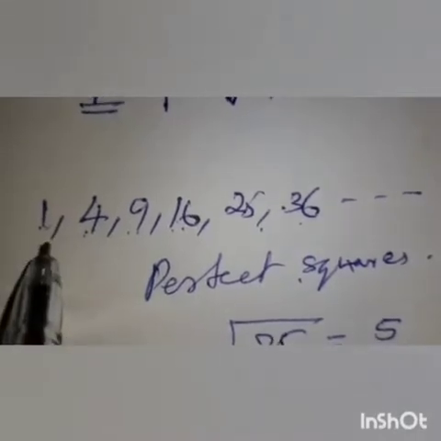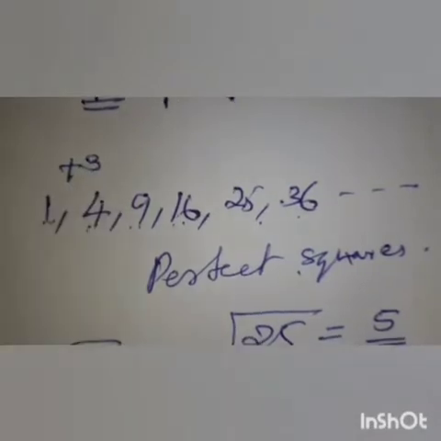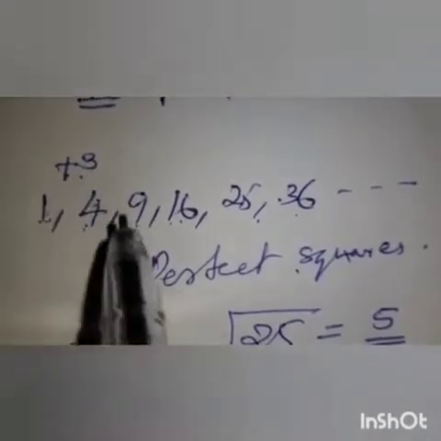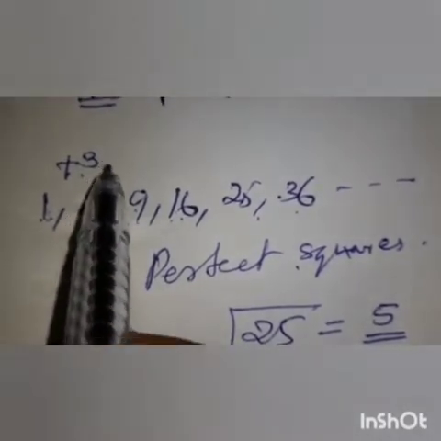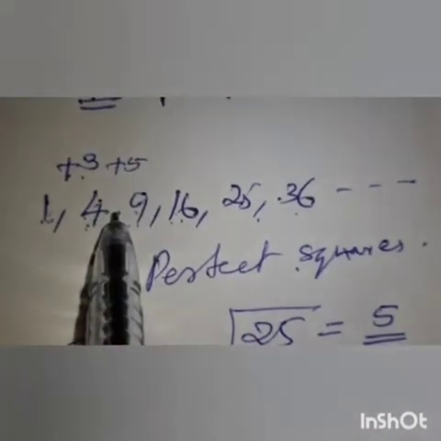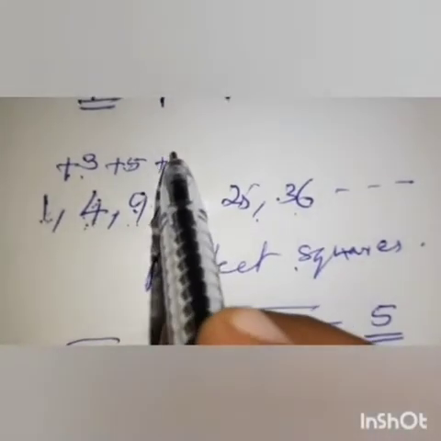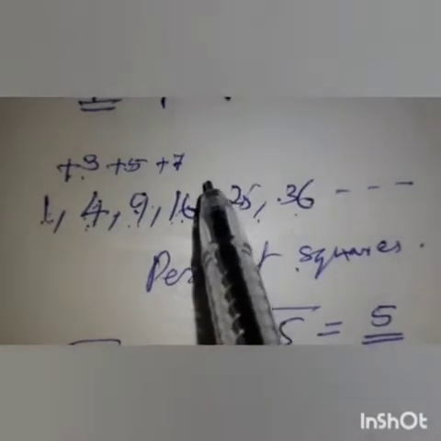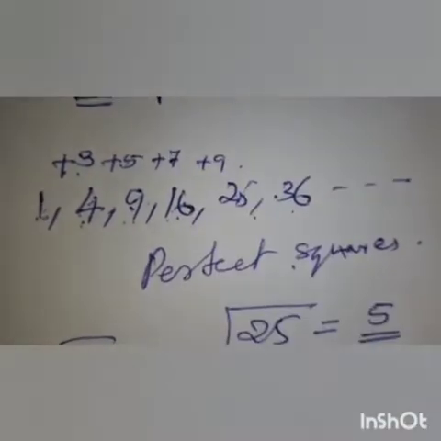To reach 4 from 1, how much is added? 3 is added. Or 4 minus 1 is 3. Then to reach 9, how much is added? 5 is added. So 4 plus 5 is 9. To reach 16, how much is added? 7 is added. To reach 25, how much is added? 9 is added. So we can write like this.